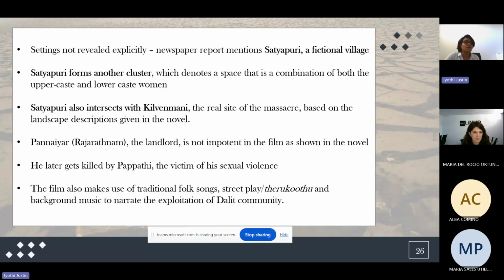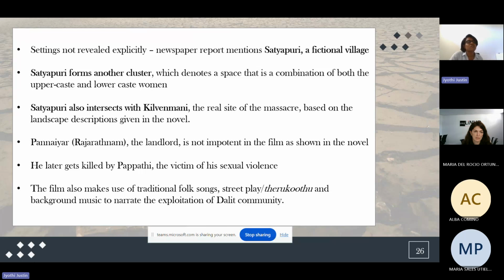So in this film, the fictional space is Satyapuri, and on deeper reading of this text, we can understand that Satyapuri is actually a fictional representation of Kilvenmani itself. So the author actually makes use of a fictional place to talk about a real massacre in order to avoid any controversy that might arise from referring to the actual name of the massacre.